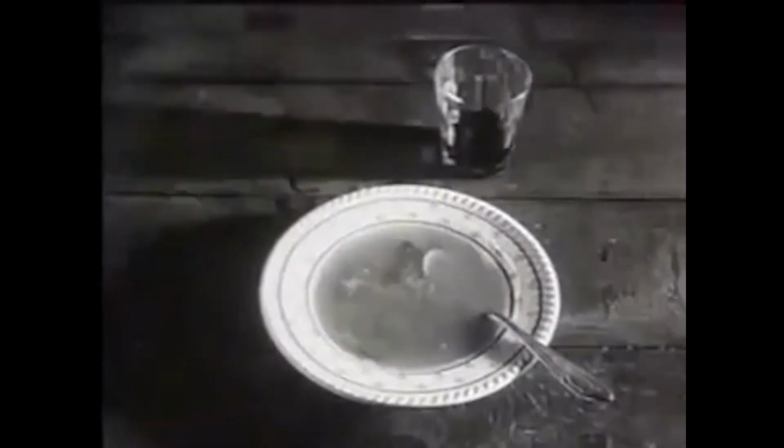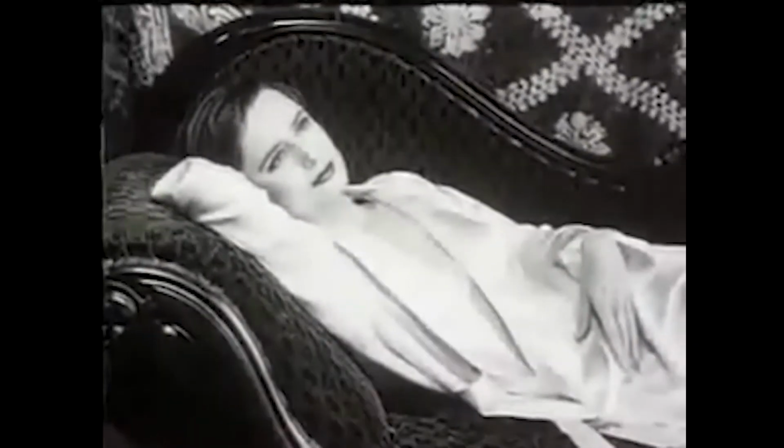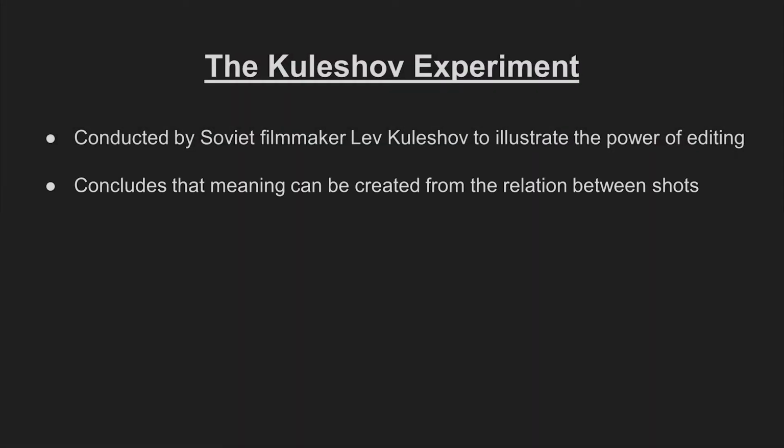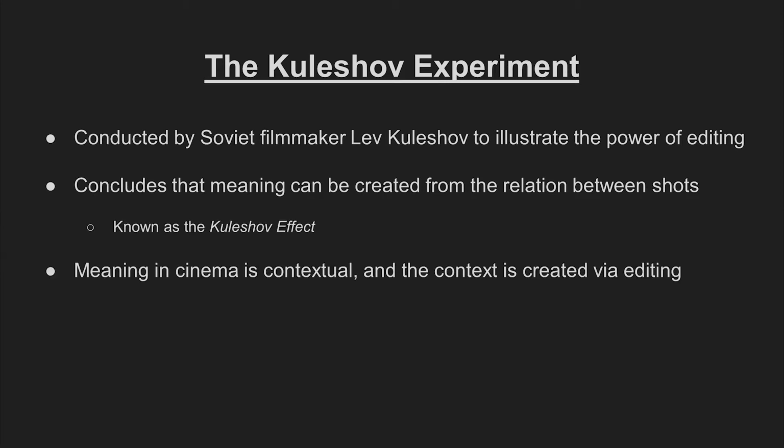An audience is shown a series of sequential shots of a man's face, alongside unrelated images such as a bowl of soup and a beautiful woman. When asked, the audience stated that the expression and emotion of the man changed depending on the preceding shot. This experiment showed that meaning can be constructed from the relation between sequential shots, a phenomenon we call the Kuleshov effect. Much of the meaning we derive from cinema is contextual, and context is built via editing.